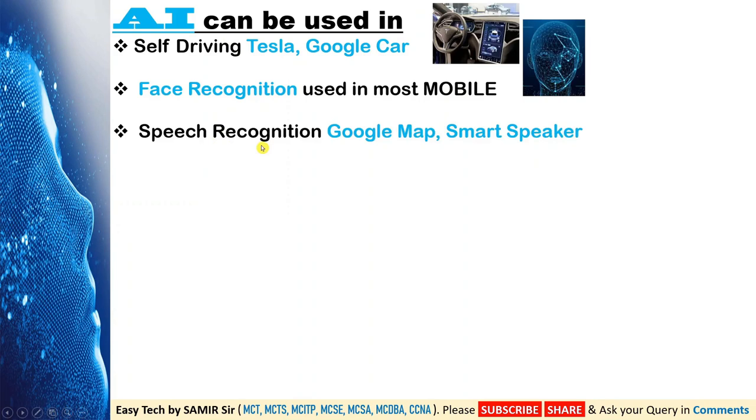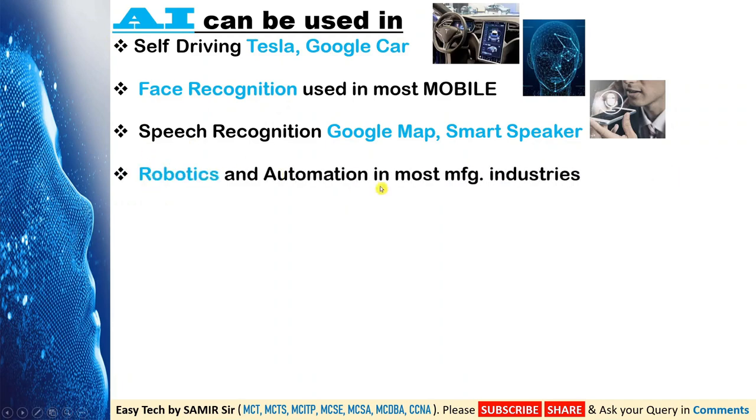Similarly, speech recognition. When we ask Google Maps to reach a particular destination, or when we use a smart speaker like Google Home, Alexa or an Apple smart speaker to play a particular song, the smart speaker will recognize the movie or song which we want to play and it will play. So speech recognition uses artificial intelligence.